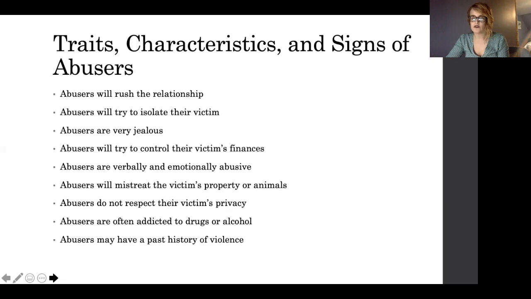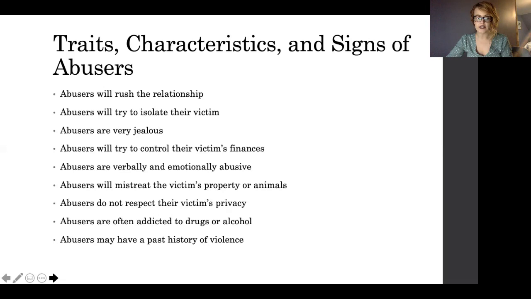Victims may even justify that behavior by romanticizing it, with the abuser saying, oh, I just needed to hear your voice, or I just couldn't be away from you. And sometimes, if the victim asks their abuser to leave, the abuser might try to make a scene or embarrass them.